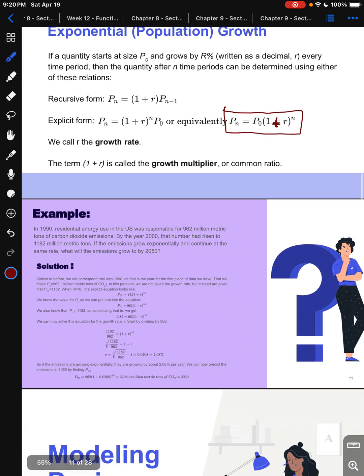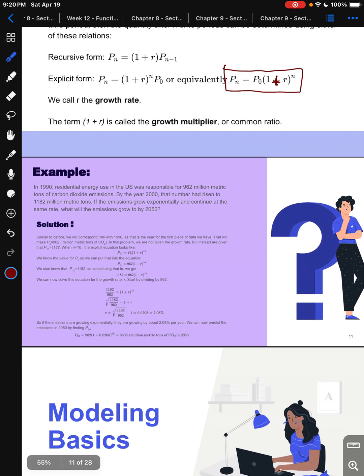So here's an example. Take a look at this example. In 1990, residential energy use in the United States was responsible for 962 million metric tons of carbon dioxide emissions. By the year 2000, that number had risen to 1,182 million metric tons. If the emissions grow exponentially and continue at the same rate, what will the emissions be in 2050?